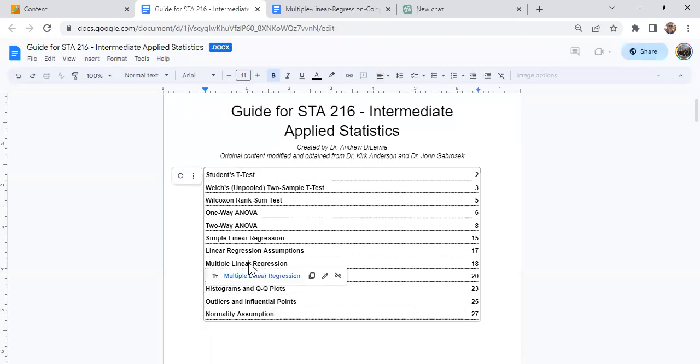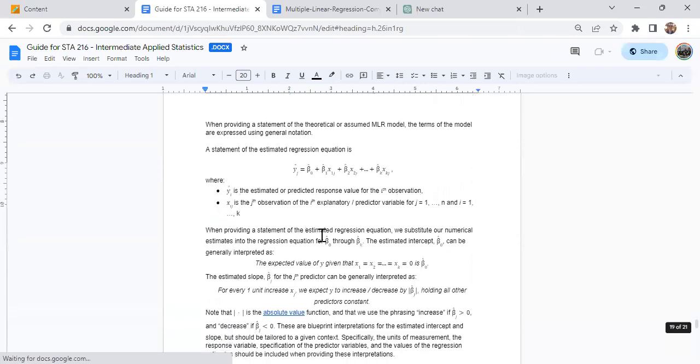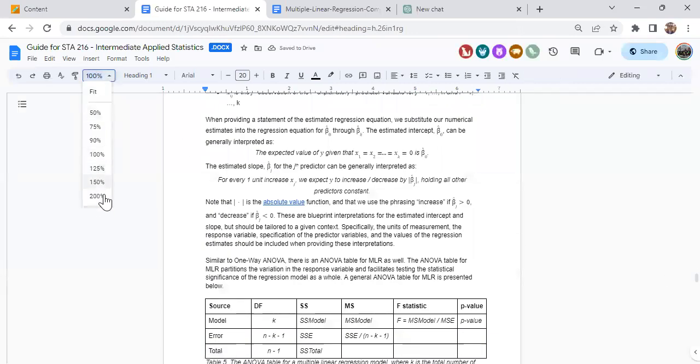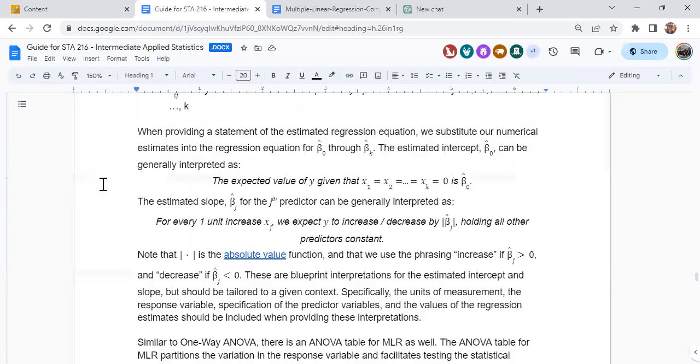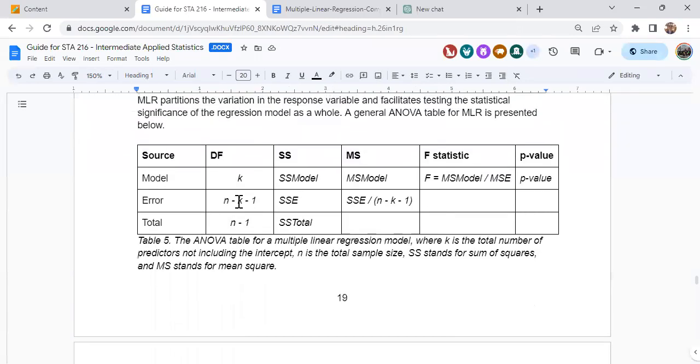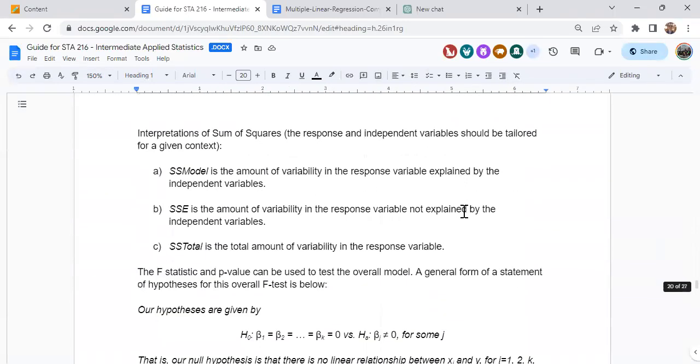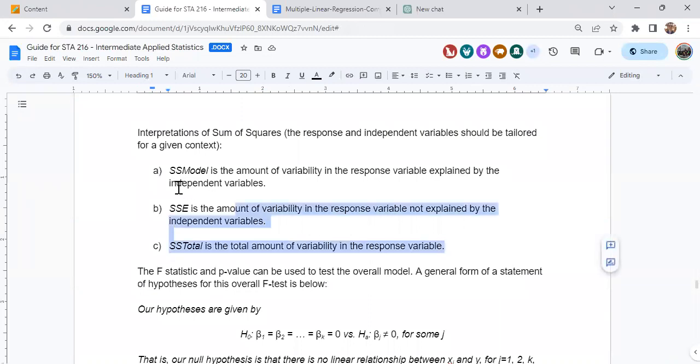I think I added, it's a little small here. Yeah, I added the ANOVA table, and now it's actually nearly identical how you interpret the SS values as we did for ANOVA. Okay, so those are also interpretable.